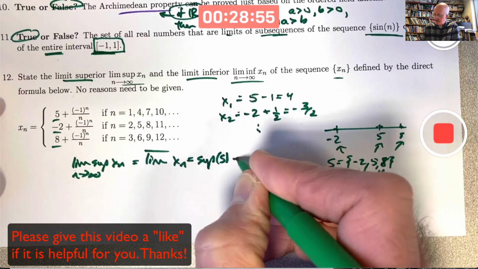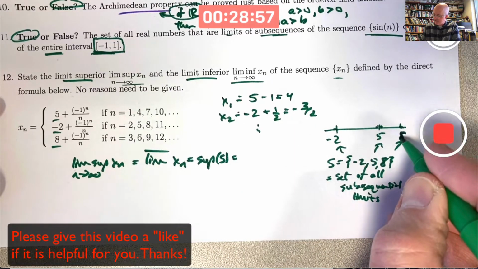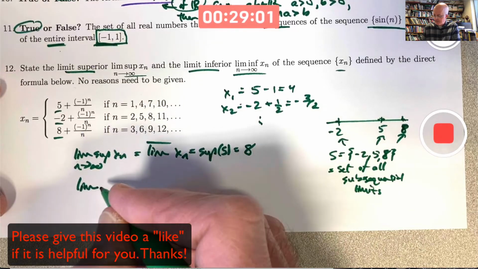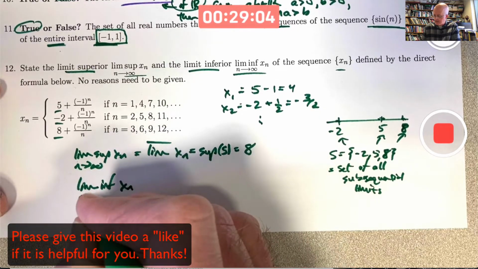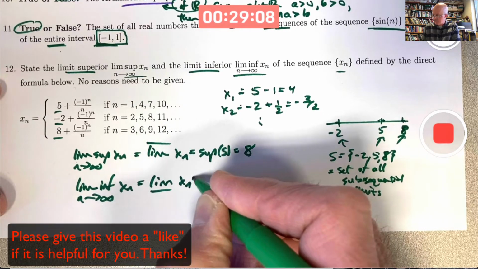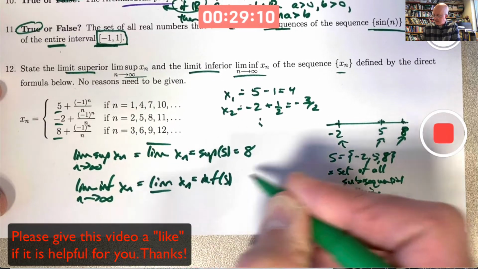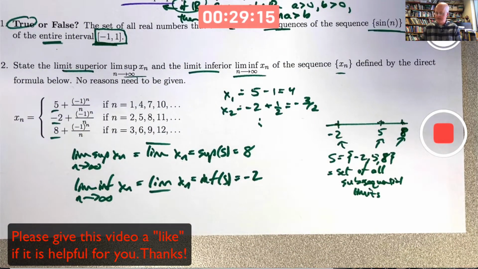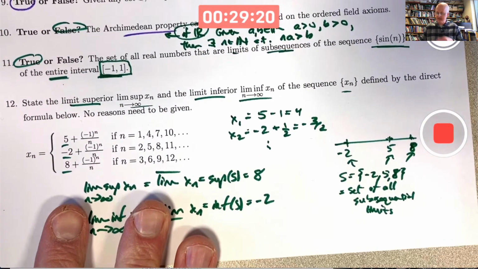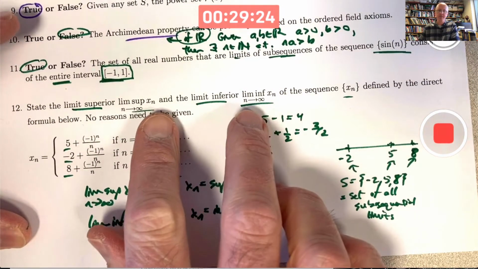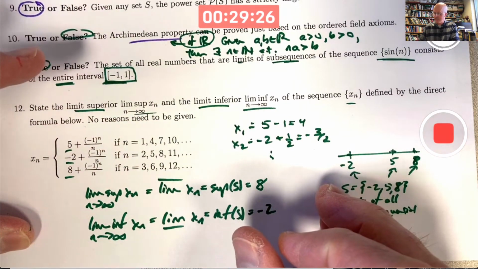It's a 3-element set. Its sup is its biggest element, its maximum, which is 8. And the liminf of xn, sometimes written with a line below the limit sign, is the inf of S. And that's the smallest member of this finite set, negative 2. Okay, that's the intuition. With the first exam, I do intuition about this stuff. With the second exam, there might be a proof or two related to the definitions of limsup and liminf.